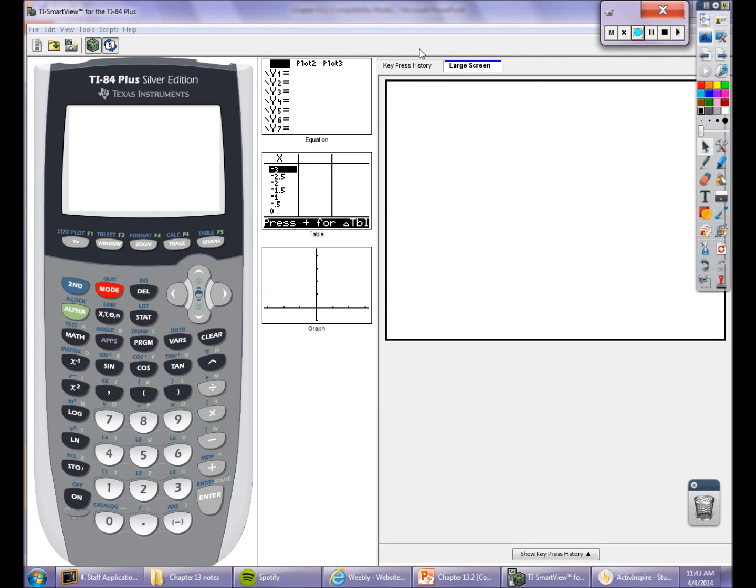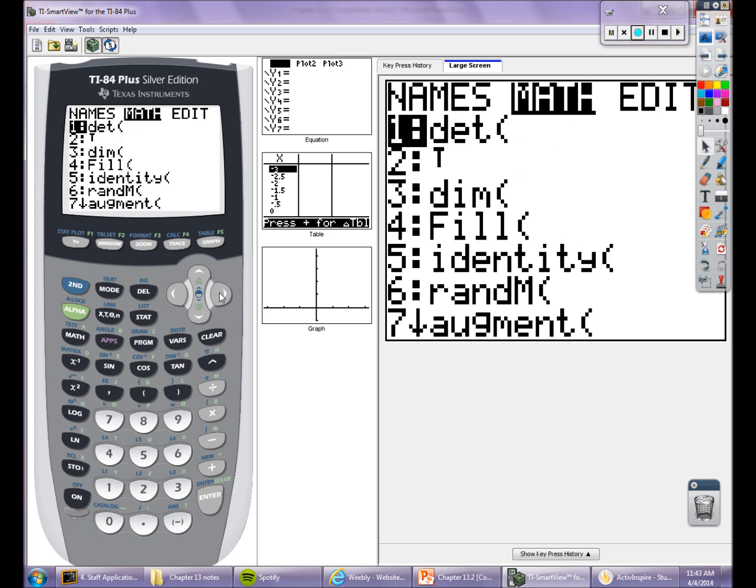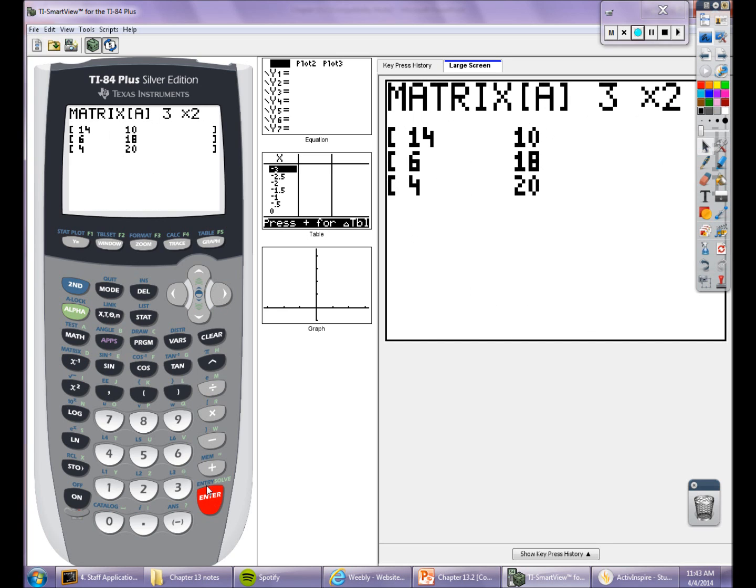So I have to enter my yeses and nos as a matrix into the calculator. I'm going to hit second and then matrix. I'm going to scroll to the right and select edit, selecting matrix A. Now I'm defining it as a 3x2, 3 treatment groups, 2 outcomes, yes and no, and entering in the values.